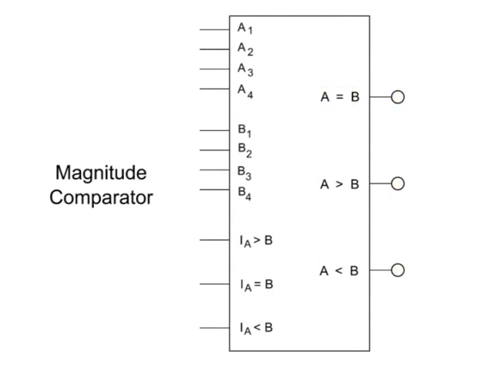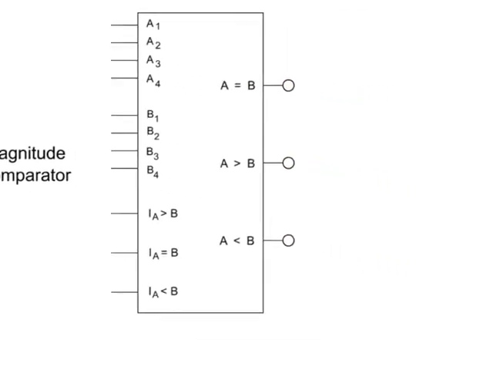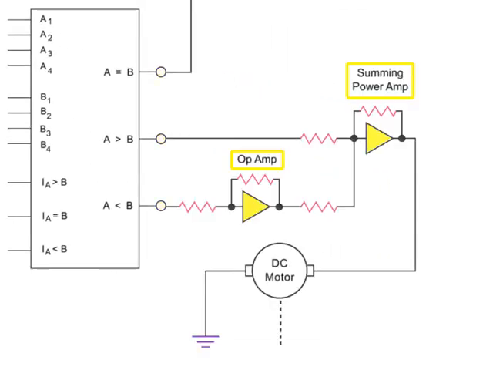The outputs of the magnitude comparator are input to the amplifier. Amplified potential is transmitted for positioning of the motor. For example, if the A is less than B output goes high, the op-amp inverts the plus 5 volt signal to minus 5 volts.